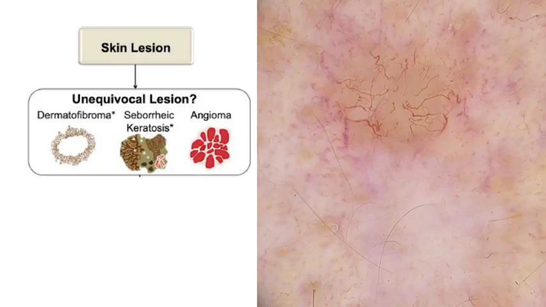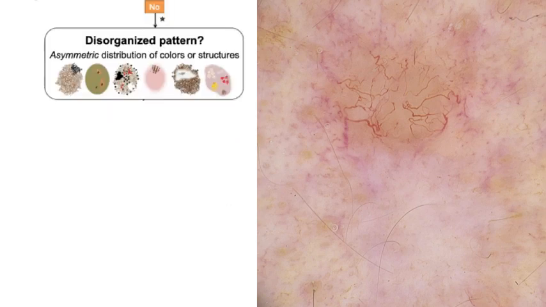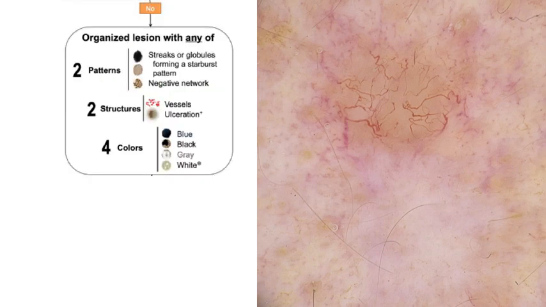Small lesion. First question, is this an unequivocal dermatofibroma, seborrheic keratosis, or angioma? And the answer is no. Therefore, we move on to the second step. Does the lesion reveal a disorganized pattern? So some of you may consider this is disorganized and a biopsy will be performed. Others may consider no, the pattern is relatively symmetric. So we move on to the third step.